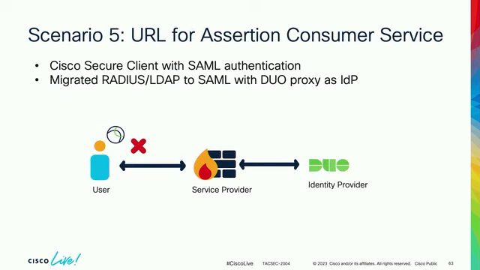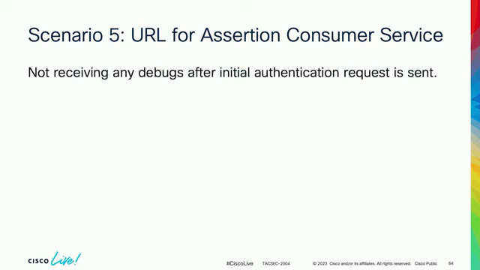This is the last scenario that we have of the most common issues for SAML authentication, and this happened with a case that I had a few months ago. Users migrated authentication from RADIUS to SAML authentication using Duo. After this migration, users are not able to authenticate correctly. So I started running debugs, and I did not get any debug output after I entered the credentials.